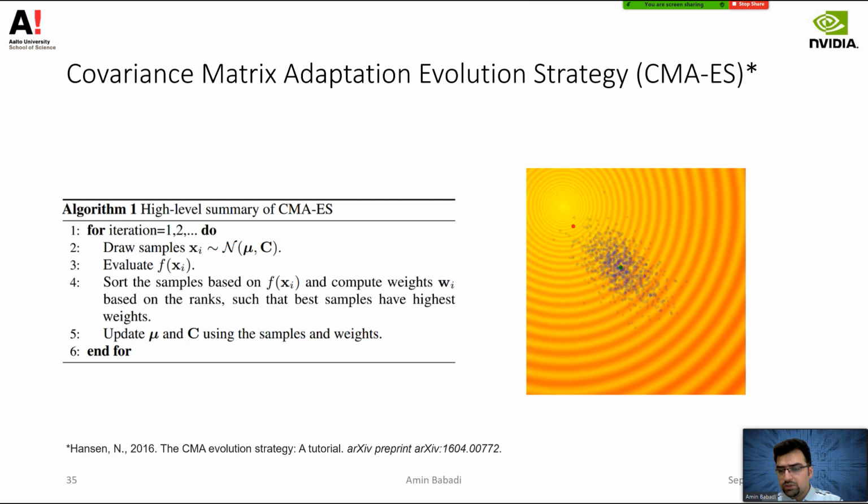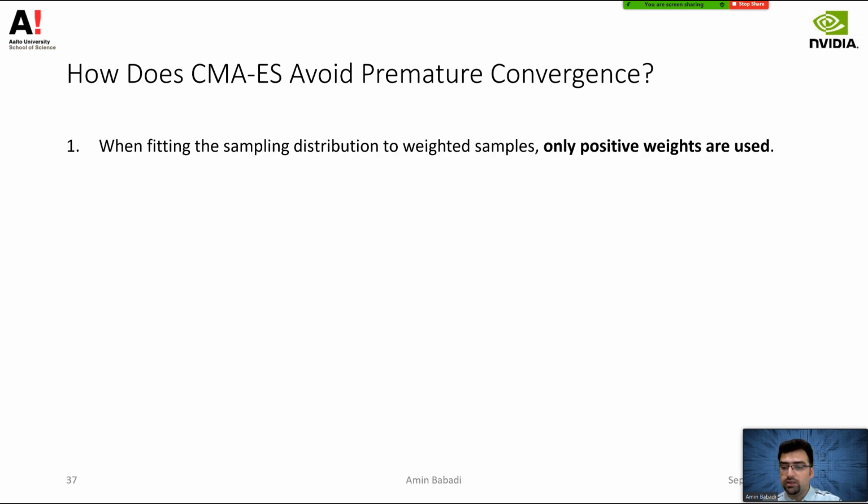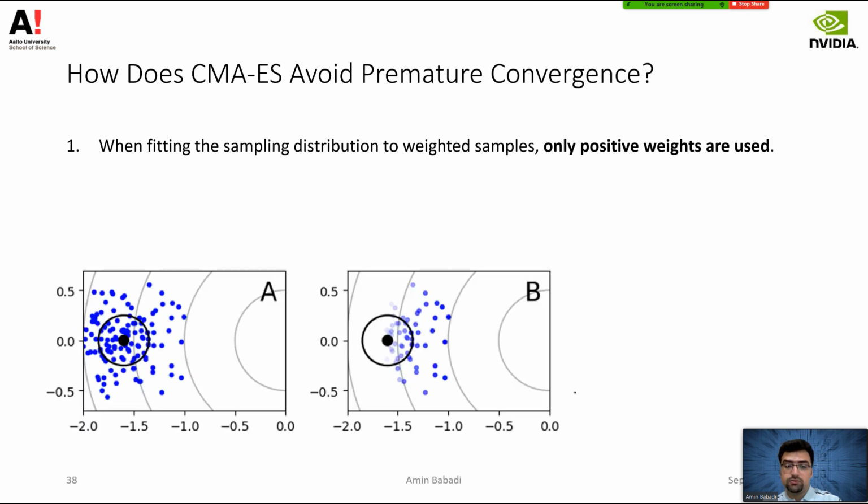In order to do that, at first we wanted to answer this question: how does CMA-ES avoid premature convergence? We came up with three reasons in this algorithm. The first one is that when CMA-ES wants to update its sampling distribution, it only uses the positive weight samples. This is shown in figure A and B here.